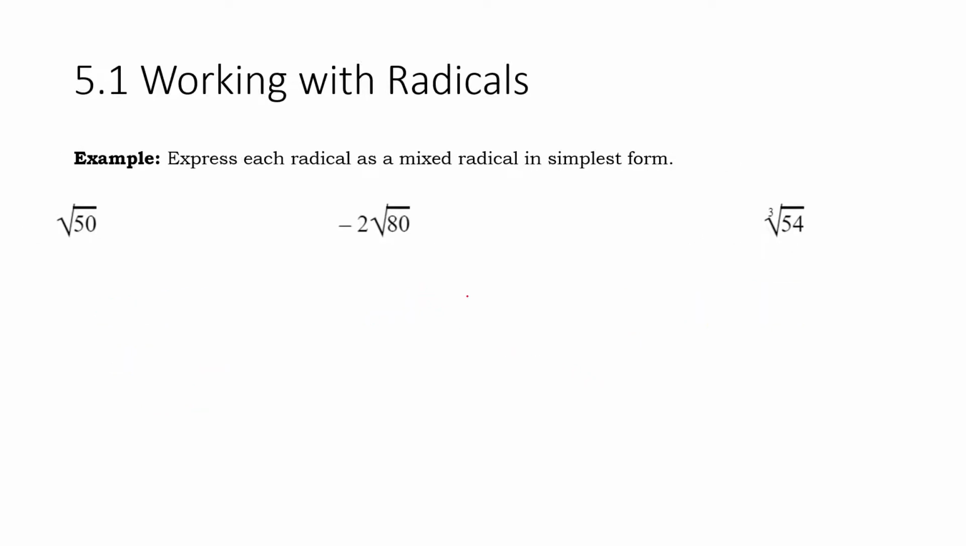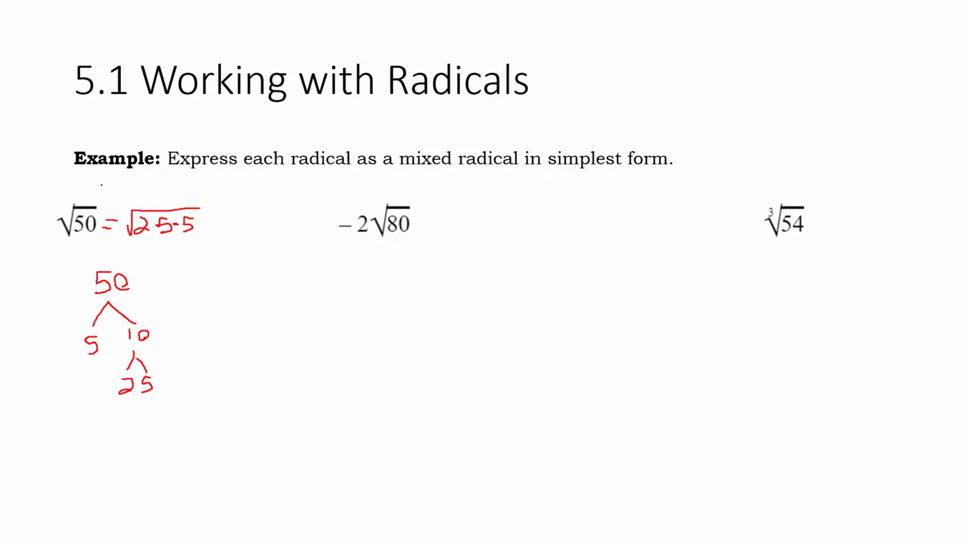The next skill we're going to look at is expressing radicals as mixed radicals in simplest form. So we're going to be looking at any potential perfect squares that can come out of this number. A nice easy starter route for this is to do a factor tree with your value. So 5 times 10, I'll show you why. 10 can be split into 2 times 5. So root 50 can be rewritten as root 2 times 5 times 5. And that 5 times 5 is our key to simplifying this radical.